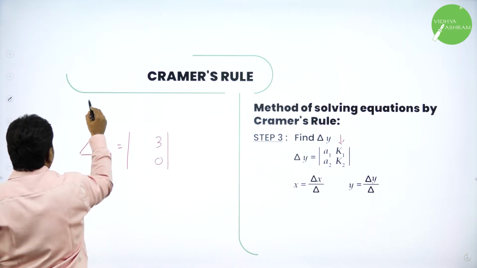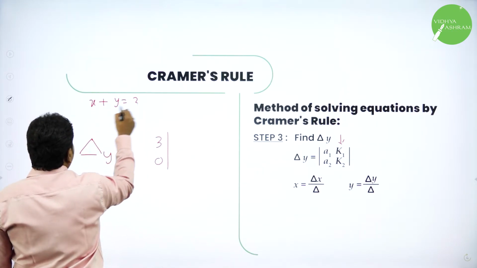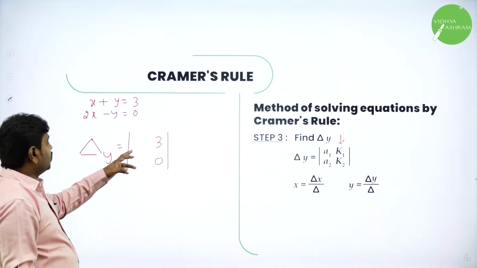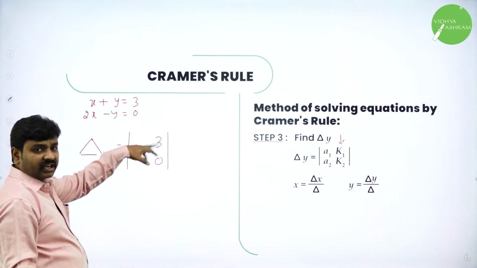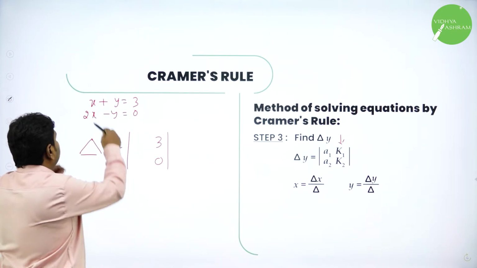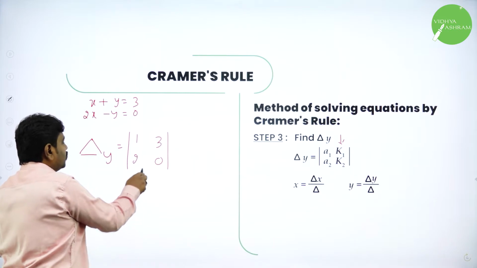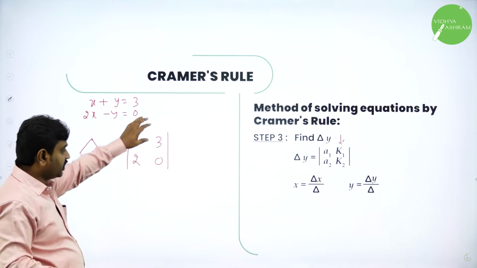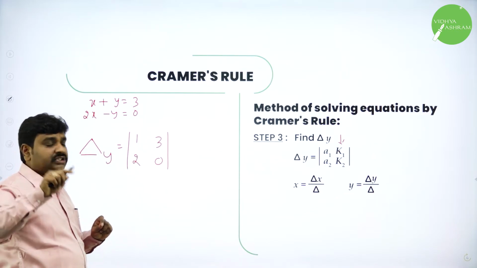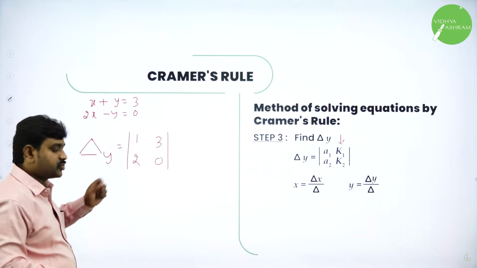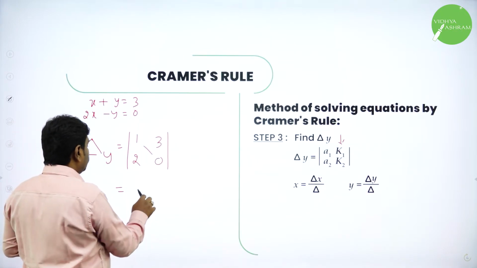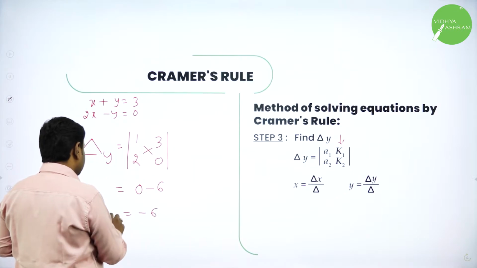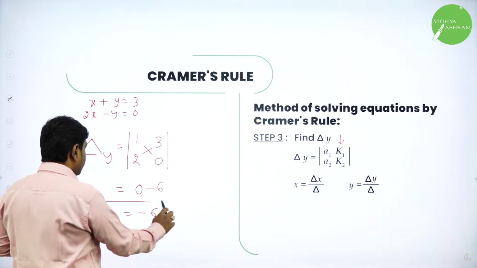So these were the equations: x plus y is equal to 3, 2x minus y is equal to 0. In the y coefficients, the second column, we will write the constants 3 0. The first column will be as it is, the coefficients of x, 1 and 2. The first column should not be changed. In delta, the first column we retain, and the coefficients of y we remove and substitute constants. Now we expand this. 1 into 0 is 0, minus 2 into 3 is 6, 0 minus 6 is minus 6. This is delta y.